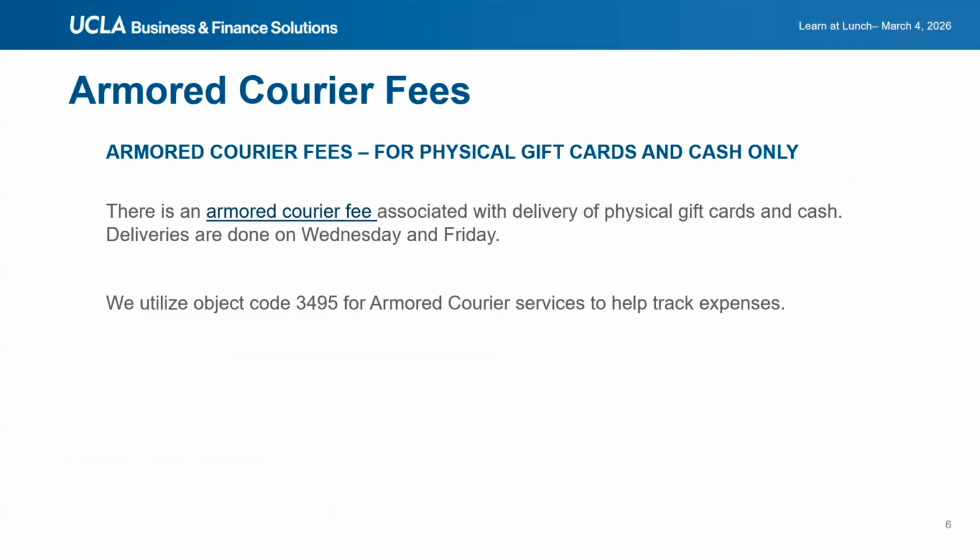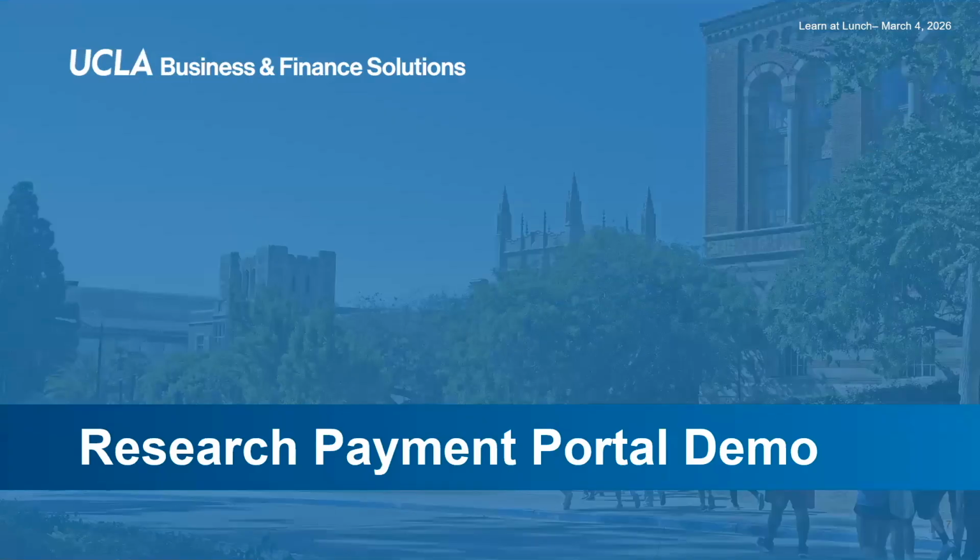With physical gift cards and cash only, there are armor courier fees associated. I have linked the armor courier fee link, which tells you all the fees associated with the delivery of physical gift cards, and each delivery will be done on Wednesday and Friday. We utilize object code 3495 for armor courier services to help track the expenses. And I will be demonstrating a research payment request.